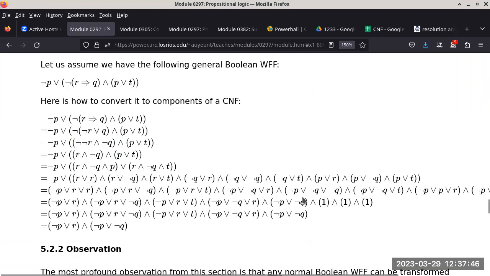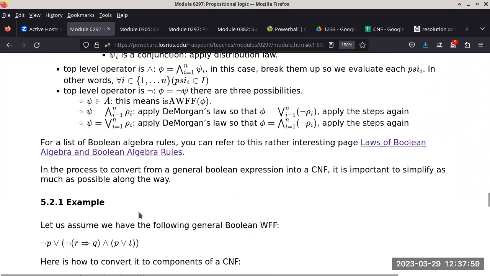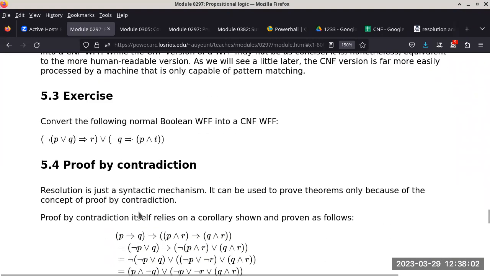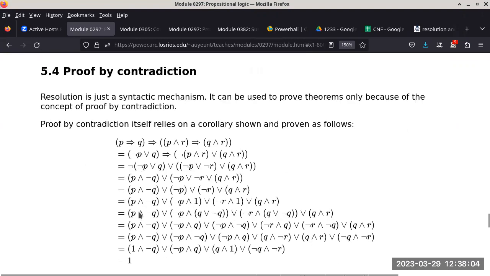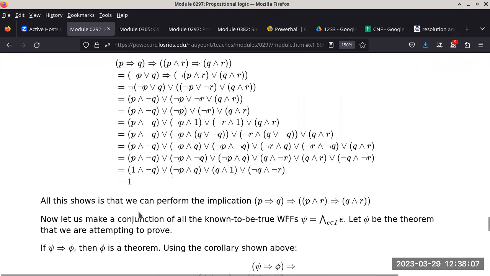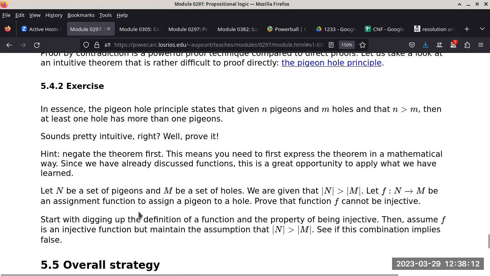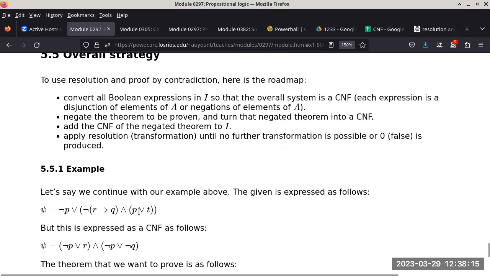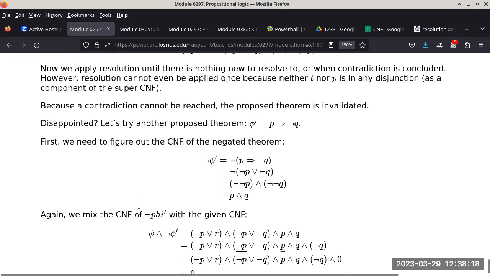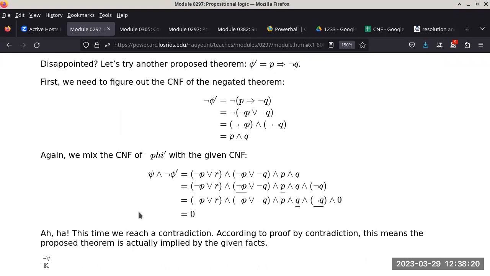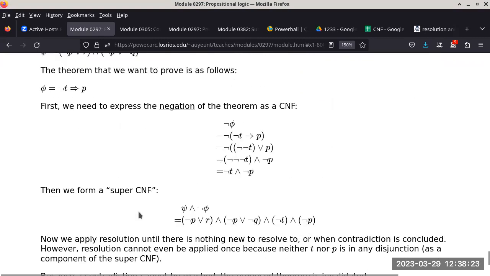So in the example, we first convert this expression into a CNF, which is this result here. And then later on, there's another exercise. Okay, excuse me, there we go. Okay, so there are two examples here.